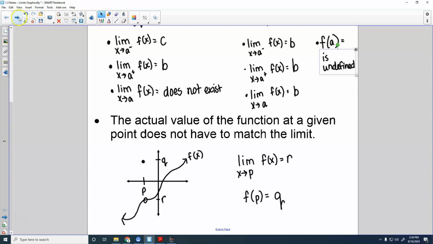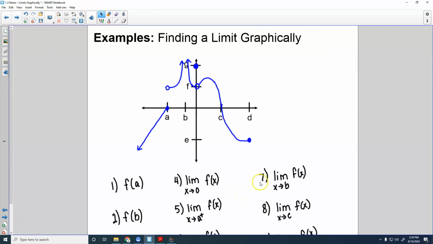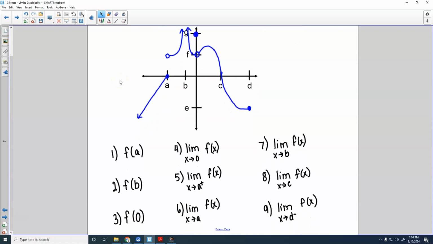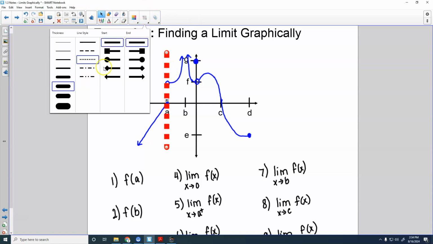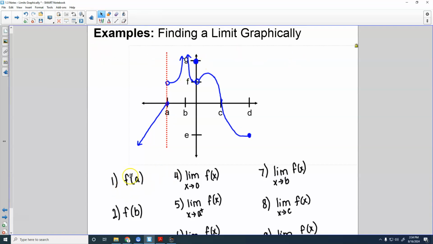All right, let's do one more and then we're going to do some work. We'll do this together. I'm going to put my dotted line here because I think that's helpful to see. Okay. All right, so we're starting off with f of a.